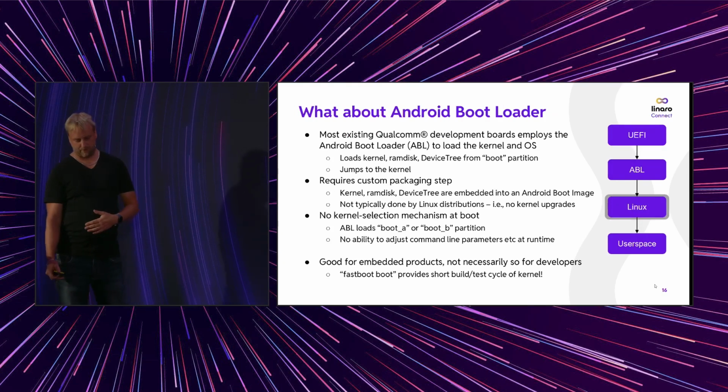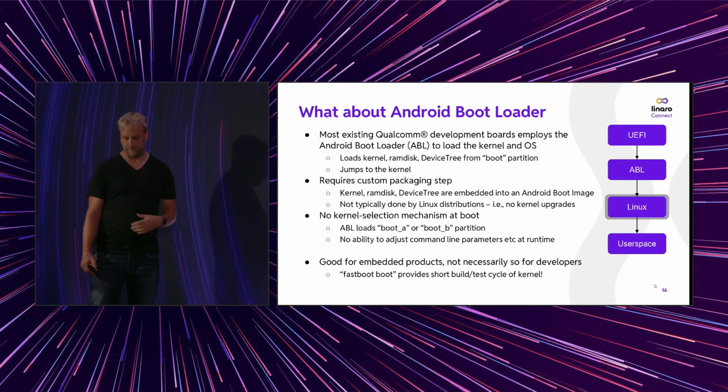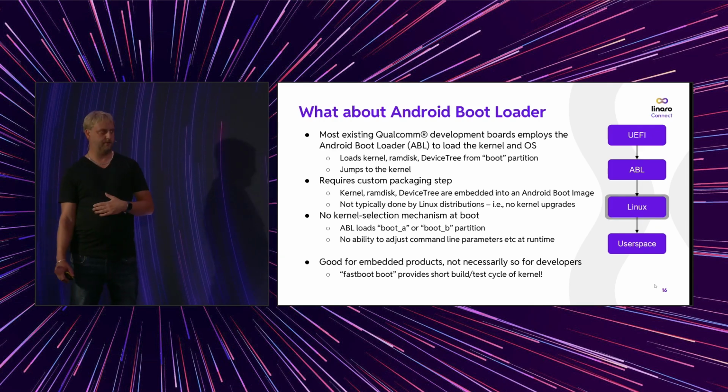So what about the Android bootloader? Because all this depended on UEFI, and most of our development boards out there are built on ABL. ABL loads the kernel, RAM disk, and device tree from a boot partition and then just jumps to the kernel. It requires a custom packaging step, and it has some drawbacks for us developers, like there is no kernel selection mechanism. If you get your command line wrong, then you have to rebuild the image and so on. So it works well for embedded products, but not necessarily for developers. But fastboot boot provides a really nice test loop for us.